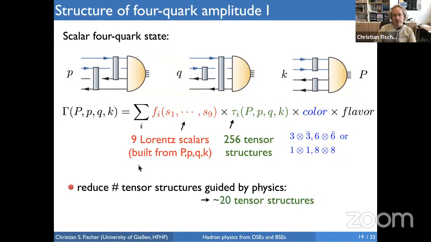One word on the Bethe-Salpeter wave functions, which I need to explain one of the most prominent features of these equations. So these are quite complicated. These are horrible beasts, actually. They contain dressing functions which depend on 9 Lorentz scalars. They are built from one total momentum and three relative momenta inside these four-quark states. 256 Dirac tensors, horrible, and lots of color and flavor structures. And we have to reduce this complexity into structures which are guided by physics. So we actually single out 20 of these tensor structures.